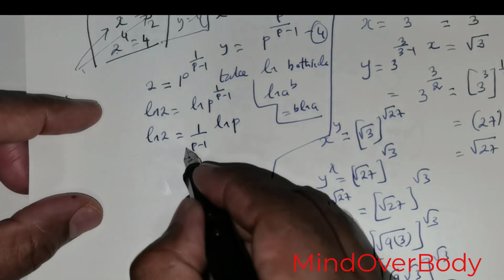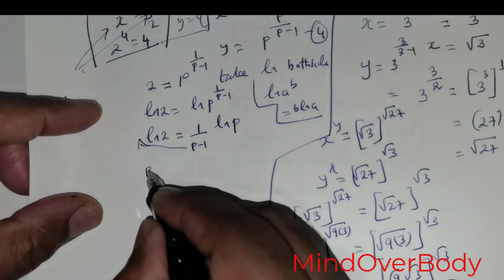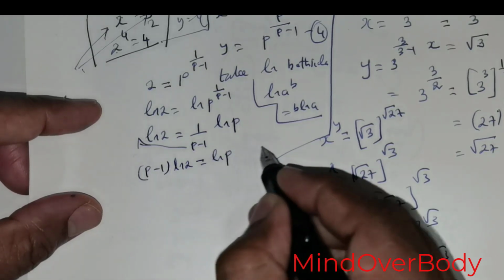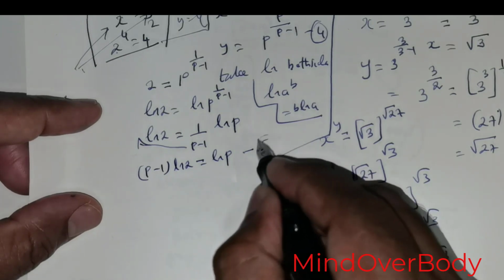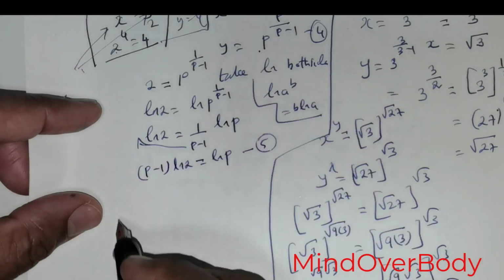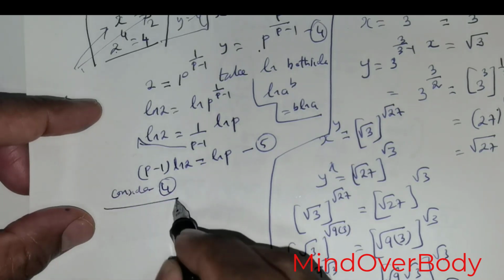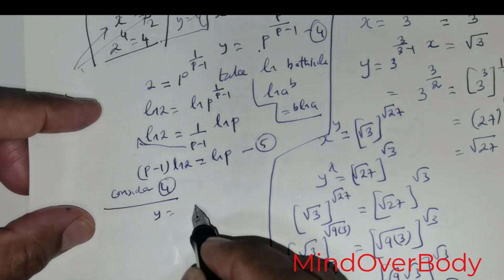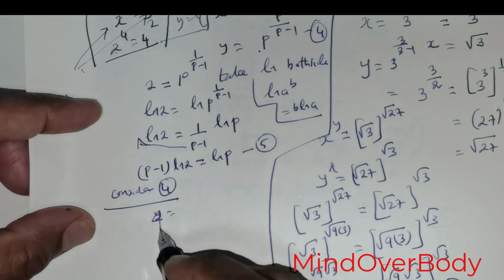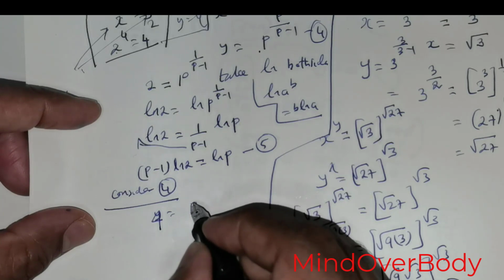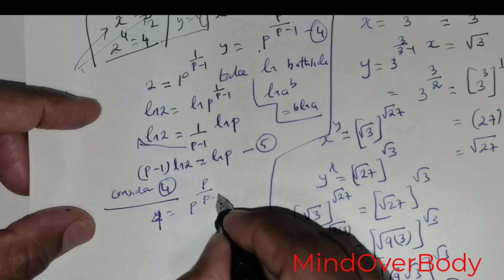Now I can cross multiply. That would give me p negative 1 times ln 2 is equal to ln p. So let me take this as 5. Let me look into 4. Consider 4. So I've got y is equal to, in fact y is 4, so let me place the value 4. 4 is equal to p raised to the power p over p negative 1.